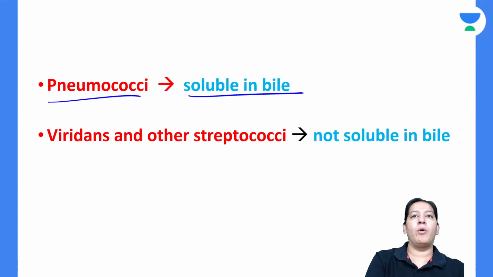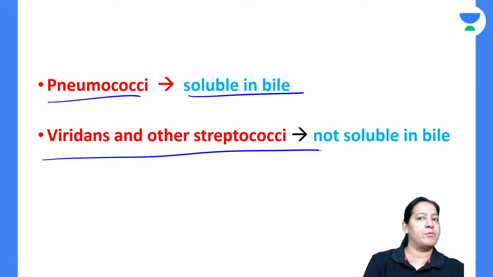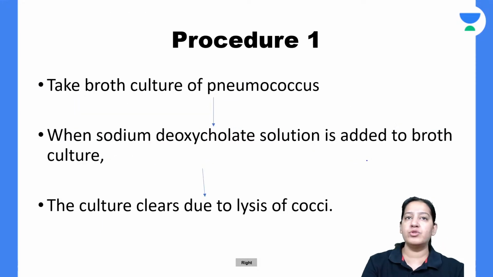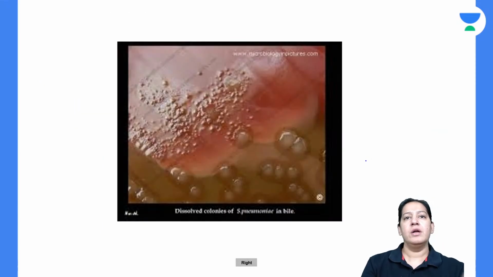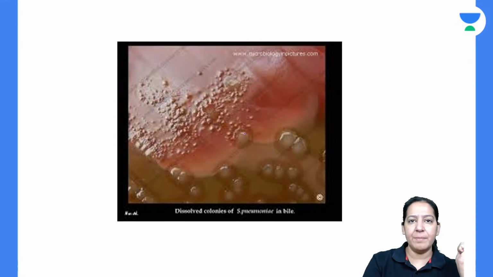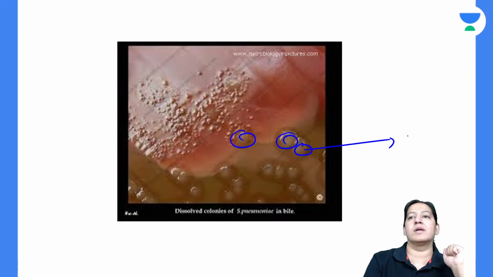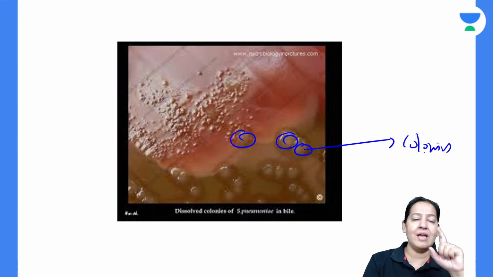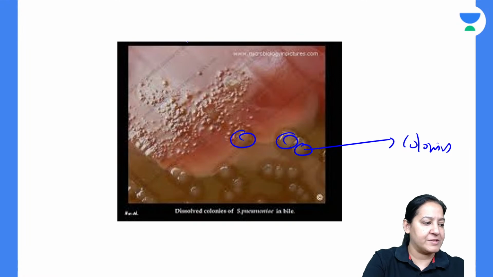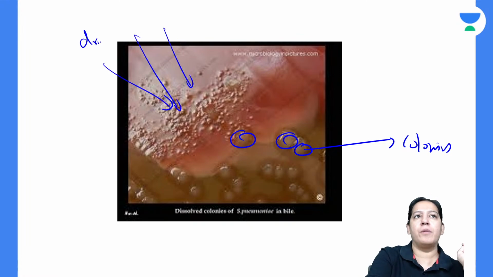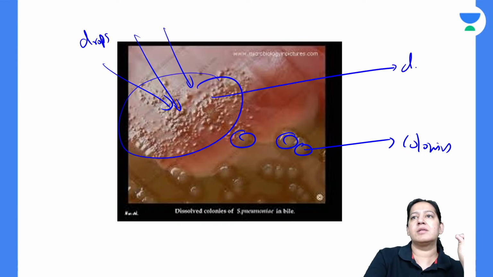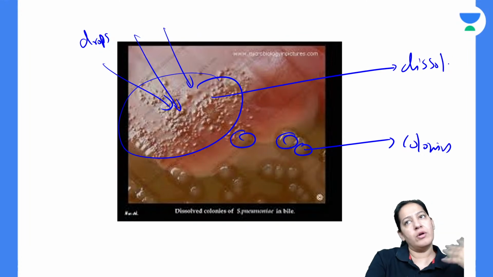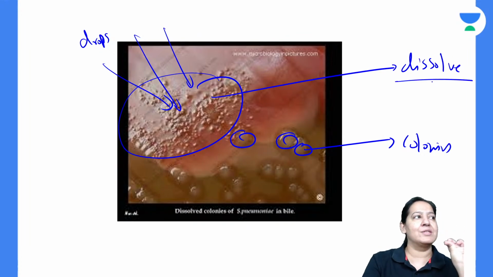Pneumococcus is soluble in bile. Other Streptococcus do not dissolve in bile. They don't have amylase. So you can prove it. You take a culture plate. On the culture plate, these are the colonies of the Pneumococcus. You can see the alpha hemolytic colonies on the blood agar. You put few drops of bile here. So wherever you are putting the bile, you can see the colonies are dissolving. This is dissolution of the colony. That is known as bile solubility test.